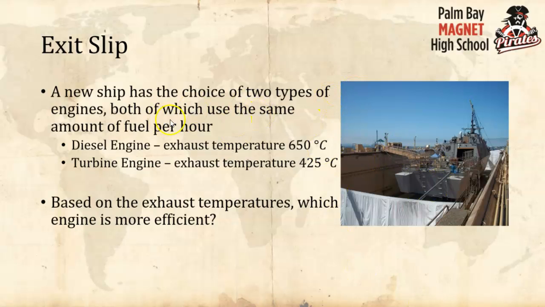The exit slip question is this: a new ship has a choice of 2 types of engines for propulsion. They both use the same amount of fuel per hour. The diesel engine has an exhaust temperature of 650 degrees Celsius. A turbine engine has an exhaust temperature of 425 degrees Celsius. So based purely on how hot the air is that comes out of the funnel of the ship, which one of these 2 engines is more efficient?